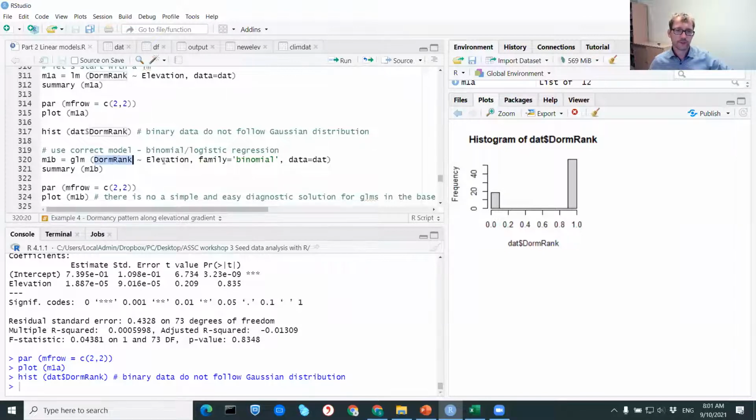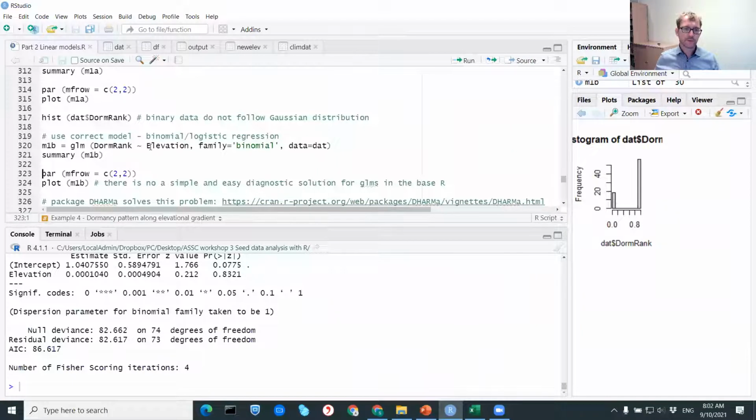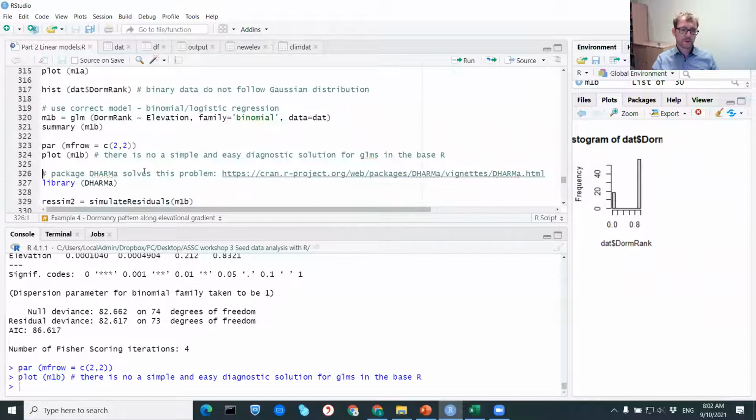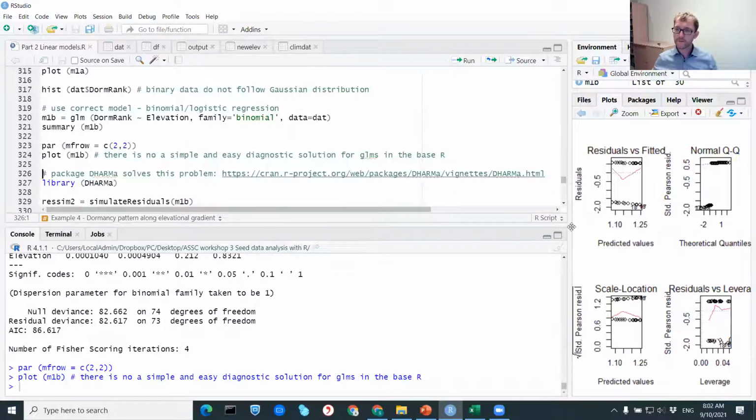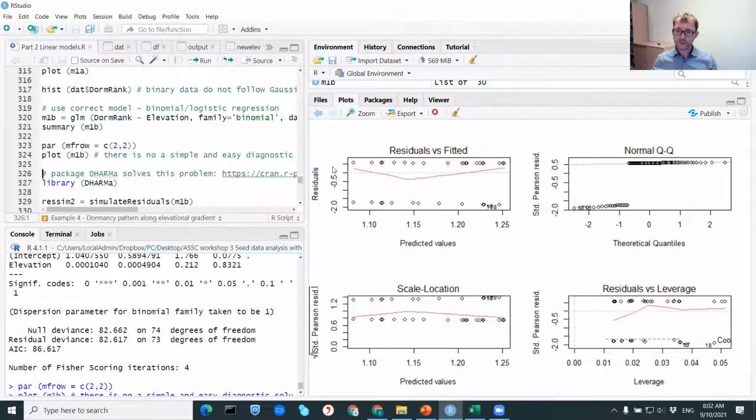Again, the same question here. I expect that dormancy status is affected by elevation. I specify the type of data I'm working with. And the output looks more or less the same. The problem here, however, is that the standard basic function doesn't really work with GLMs, because we use a very different set of rules here.